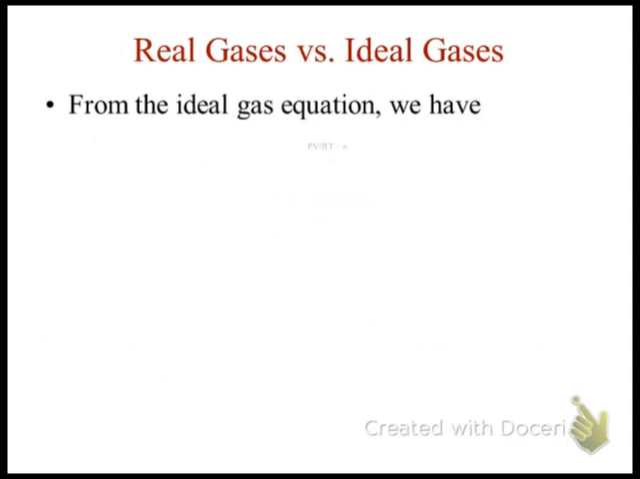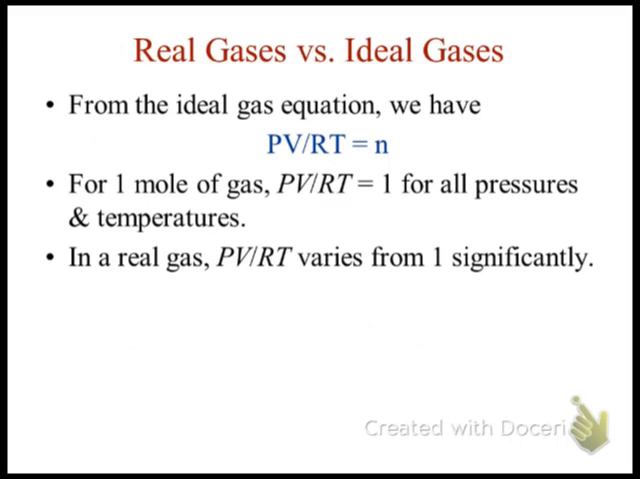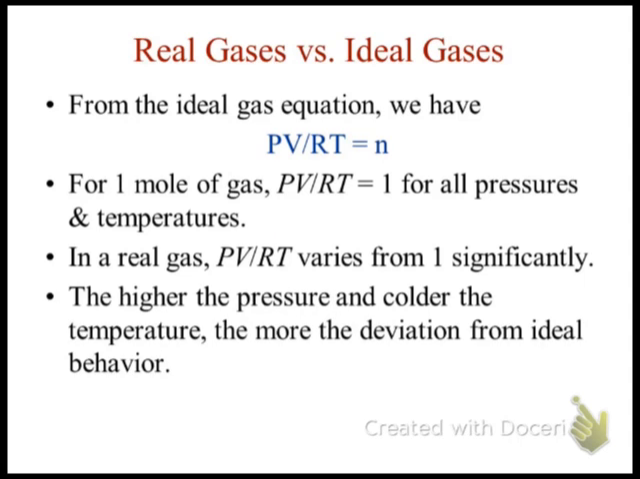Now, real and ideal gases. For the ideal gas law, we look at the ratio between pressure and volume divided by our R value, our universal gas constant, times the temperature. And we say that from this we can determine how many moles of gas are present. Now, for a real gas, when we make even small changes, it makes a huge difference in the number of moles that could be there.